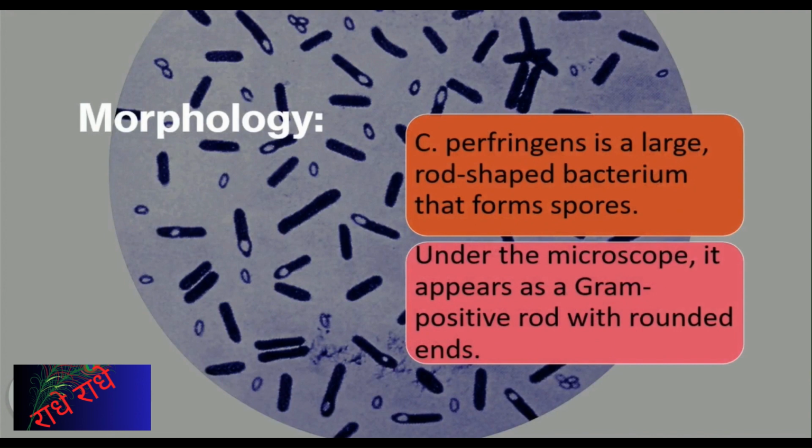C. perfringens is a gram-positive rod-shaped bacterium that can be seen under the microscope to have a spore-forming structure. The rods of this bacterium are usually large, with clearly defined rounded ends, allowing for easy recognition.